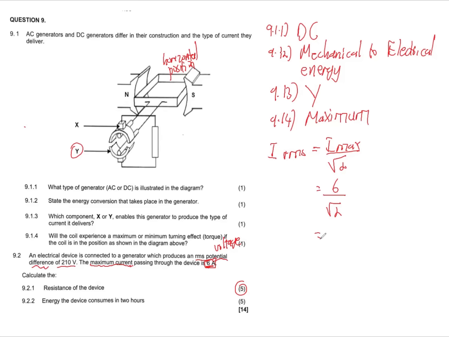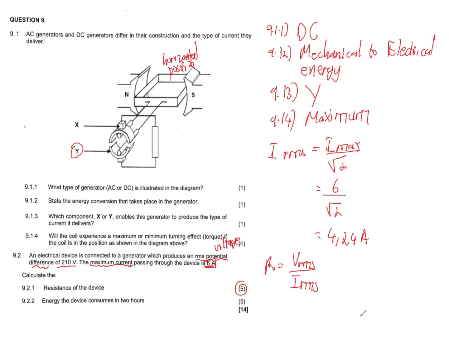So 6 divided by root 2, that's 4.24 amperes. So this is the IRMS current. Now to calculate the resistance, we can pull up this formula and then we go VRMS divided by IRMS.